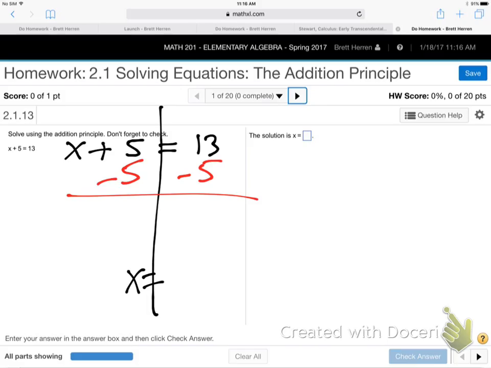So subtract 5 from both sides. And so then we get x equals, and what's that, 8? Yeah, and we're done. That's all we need to do. X is 8, and then they just want you to type 8 into the box there. Is that making sense? Remember that kind of thing? I'm sure you've seen it all before.